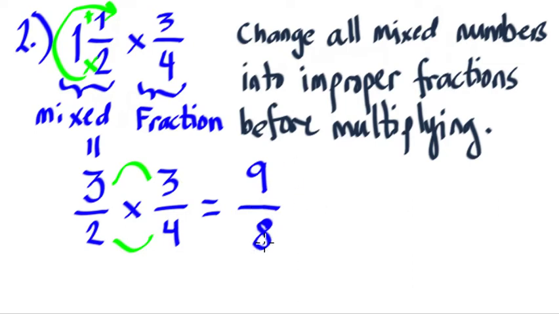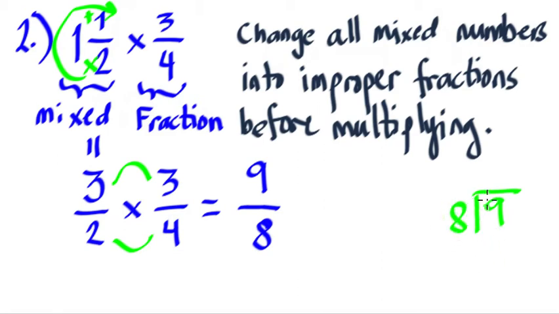Do we have any common factors? No, we don't. But notice that this fraction is improper. So if this is improper, what we do is translate it to a mixed number. From the word itself, it's improper, so we divide 9 by 8.